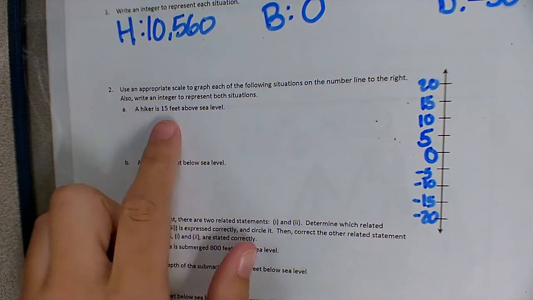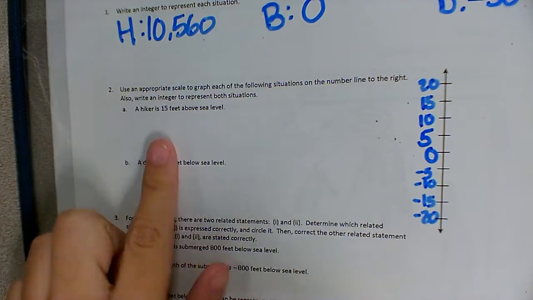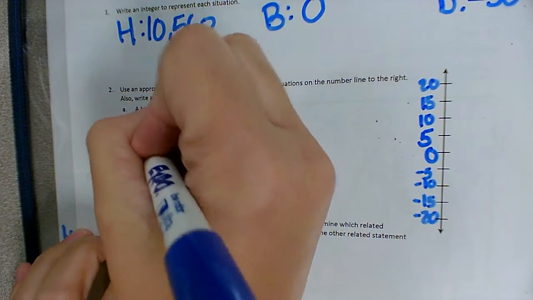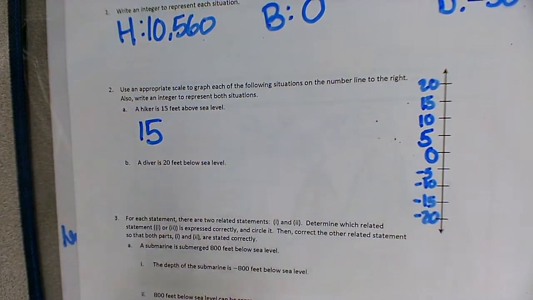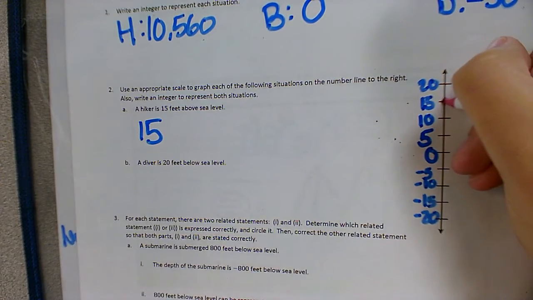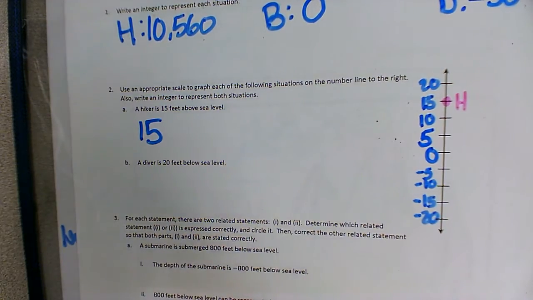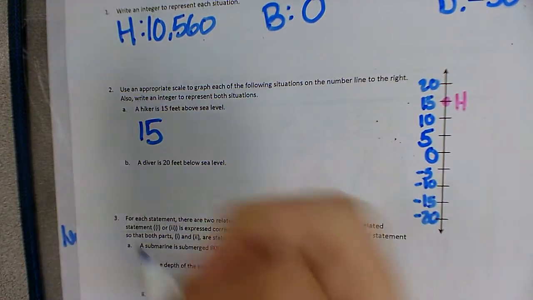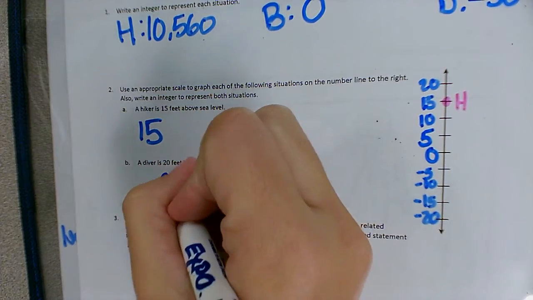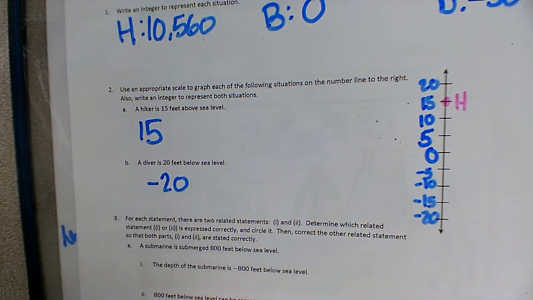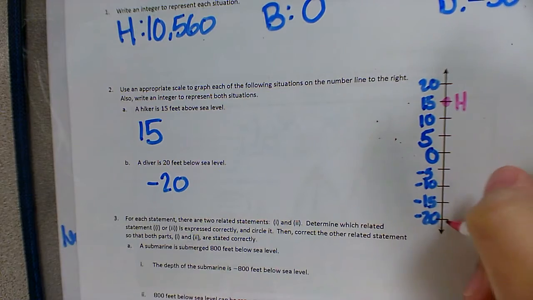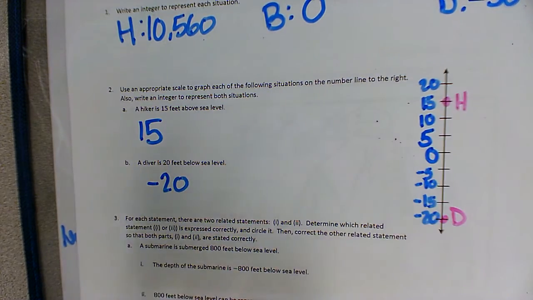So our hiker, since he's 15 feet above sea level, the integer would be 15, or positive 15. And then I'm going to show where he would be on the number line. I'm going to label him with an H, since he's the hiker. Our diver is 20 feet below sea level, so that would put him at negative 20. Again, I'm going to label that point with a D to show that that is our diver.